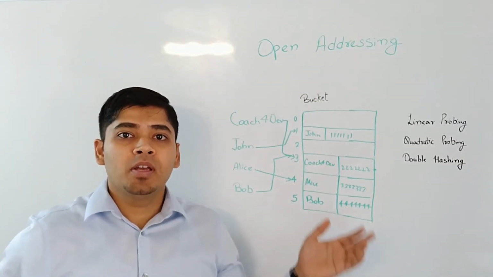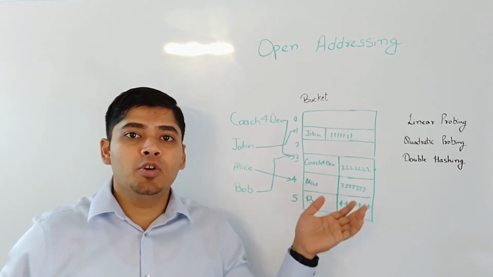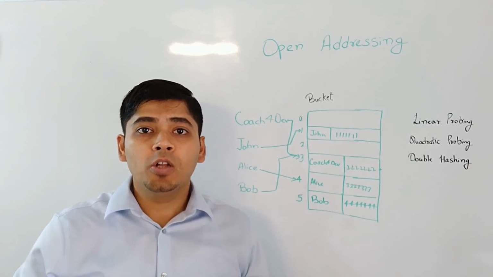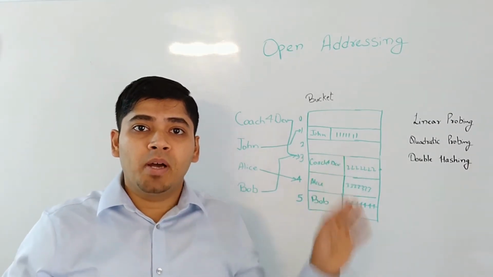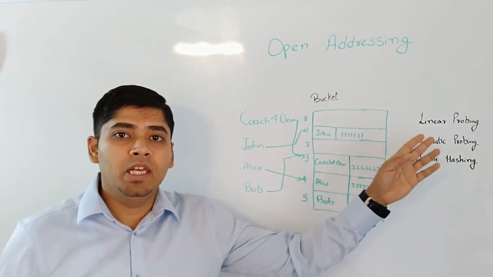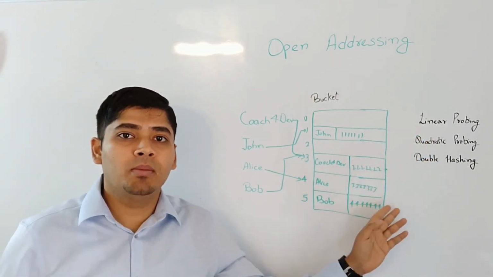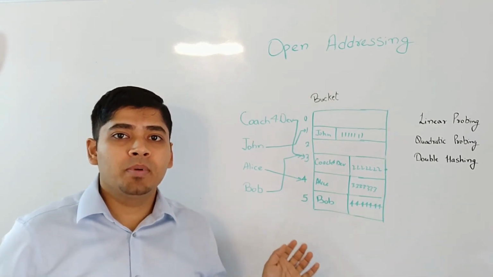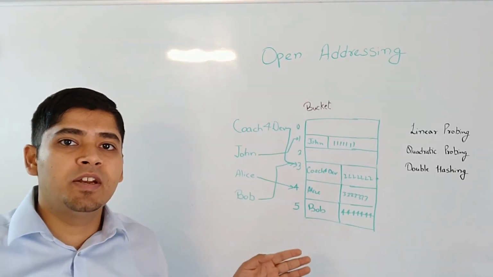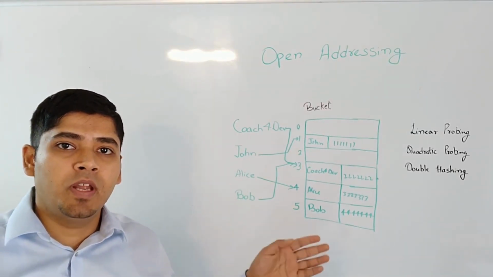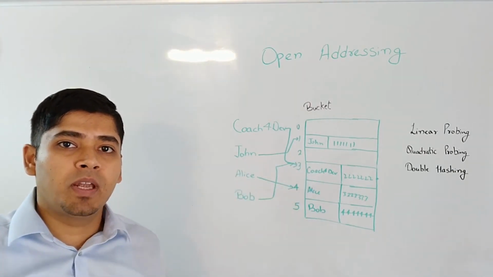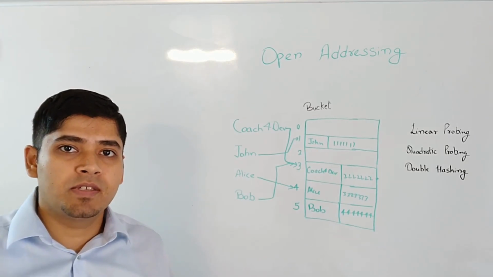Now let's talk about the second technique for collision resolution called open addressing. In this technique, all the records are stored in the bucket itself. There are various probing sequences that you can follow, like linear probing, quadratic probing, double hashing. In my example, I'm going to follow the linear probing sequence. When we added the first three entries, the corresponding buckets were empty.